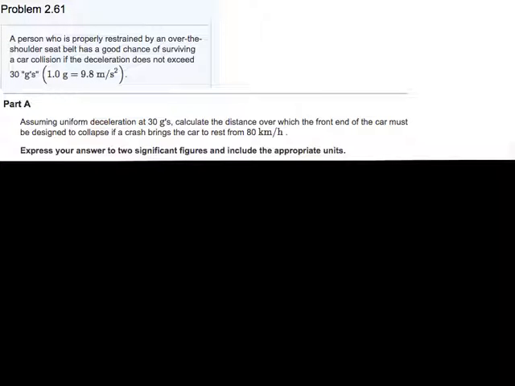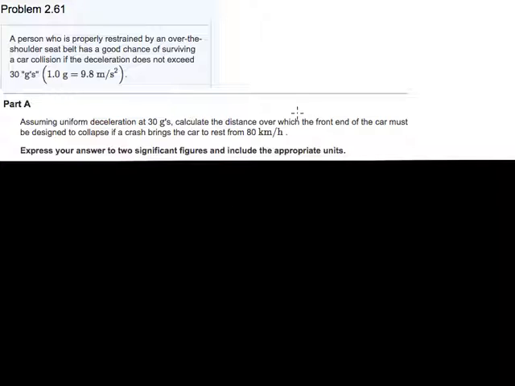Alright, so let's look at problem 2.61 here. This is saying a person who is properly restrained by the over-the-shoulder seatbelt has a good chance of surviving a car collision if the deceleration does not exceed 30 Gs. Assuming uniform deceleration at 30 Gs, calculate the distance over which a front end of the car must be designed to collapse if a crash is to bring the car to rest at 80 kilometers per hour.